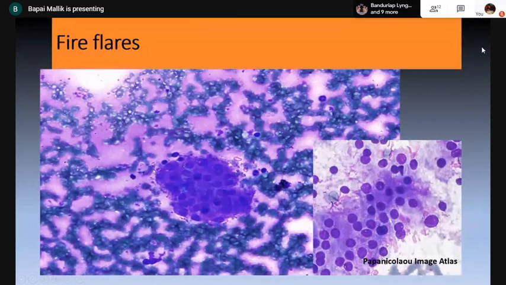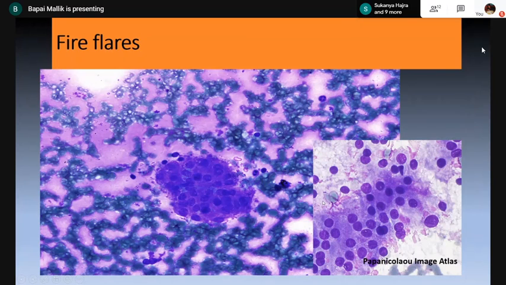This is the picture which I took from one of our departmental studies. I can assure you there are far better fire flares, but I just couldn't find good ones when I wanted to take the pictures. This is the fire flare appearance of these magenta colored bits, drops coming out from the surface of the cell. This I found at the Papanicolaou image atlas. I'll tell you what exactly is a fire flare appearance.